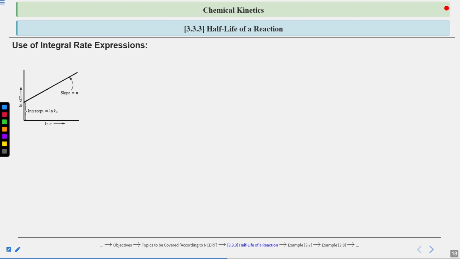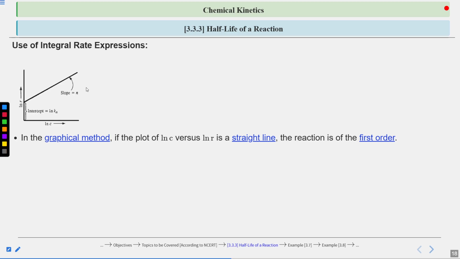Now, as you can see, this is a graph between ln R and ln C, that is, ln of rate and ln of concentration. There comes a straight line having slope n, and the intercept is ln k_n. In the graphical method, basically, we plot the ln C versus ln R graph like this, which is a straight line, and the reaction is of the first order.